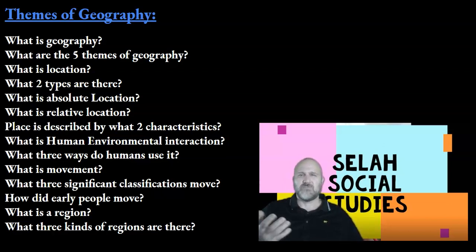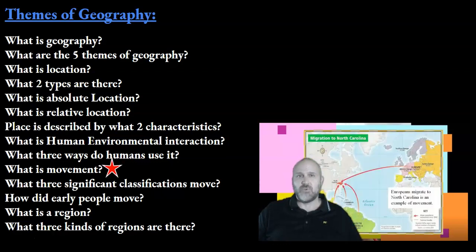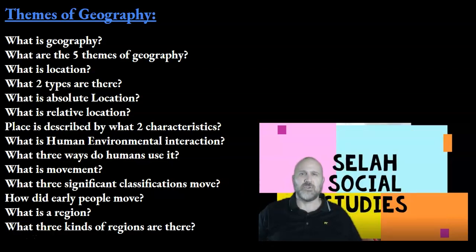The fourth theme is movement. Movement describes how things are moved. There are three significant classifications of movement: the movement of people, goods, and ideas. So how are people, goods, and ideas moved from place to place? Well, human movement has been around since the beginning of time. People have migrated from place to place by using their feet or on the backs of different types of animals. And at this point, movement and migration went hand in hand. However, thanks to technology, humans now move with the assistance of trucks and planes and trains and cars.